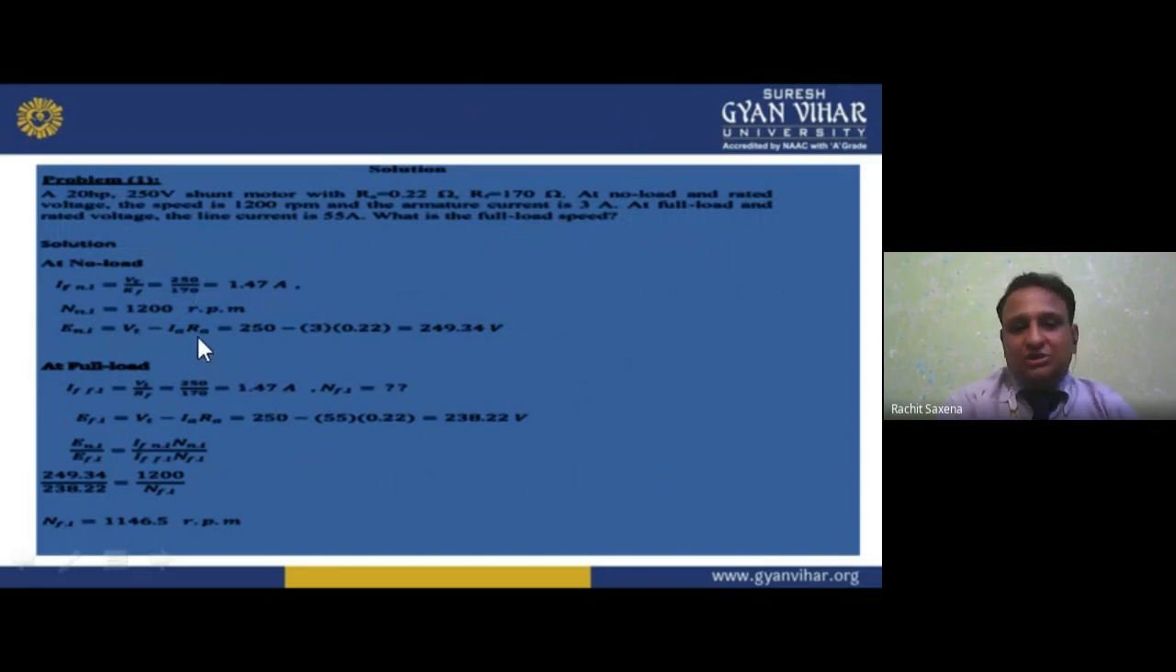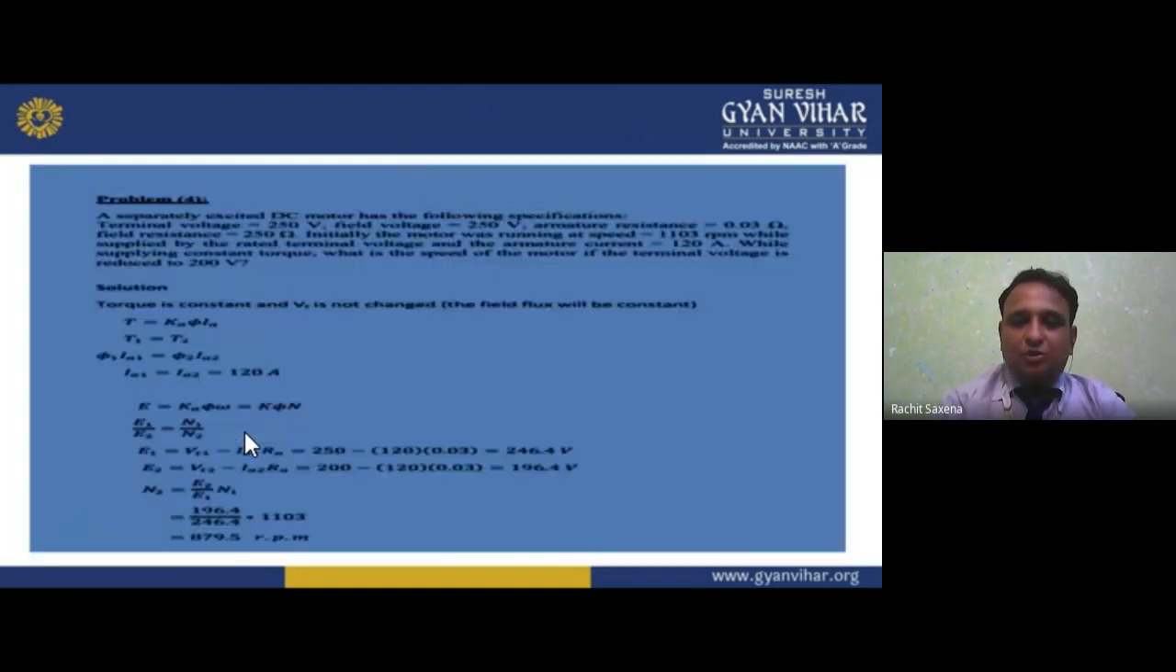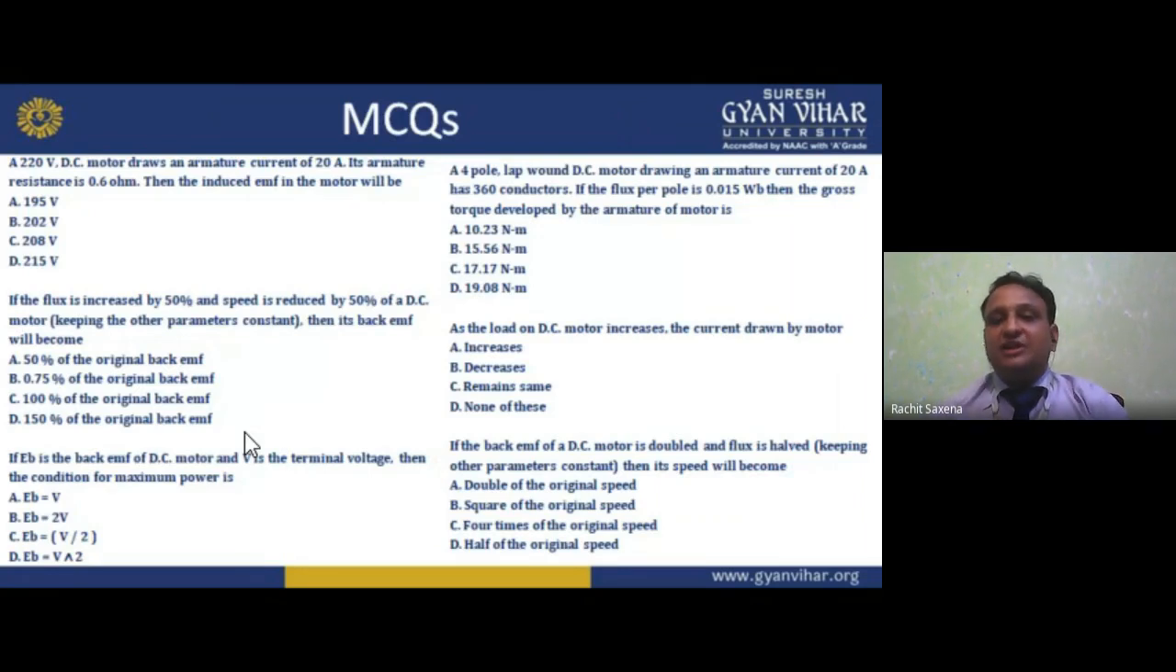Secondly, at full load, do the same thing. Again we get 1.47 A, but the full load speed is not given to you, my dear student. So we can apply the EMF equation. Now we can write the no load upon full load ratio. All these things are given, but the full load speed is not given. Through this, we can calculate the full load value. I hope you understand. This is how we solve the numerical problem. Later on I'll tell you more numerical problems. Now we go through multiple choice questions related to this topic.